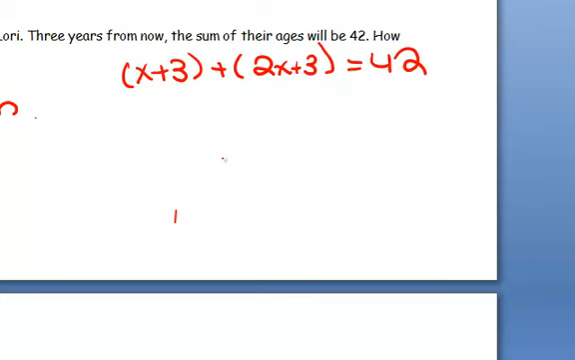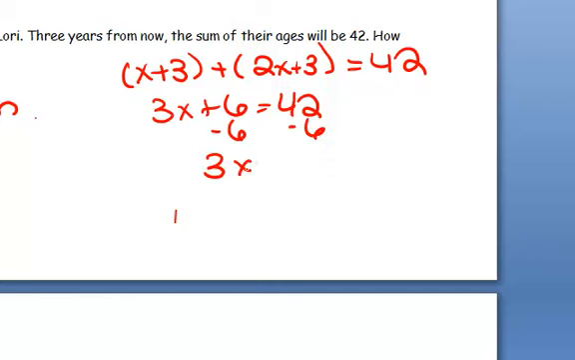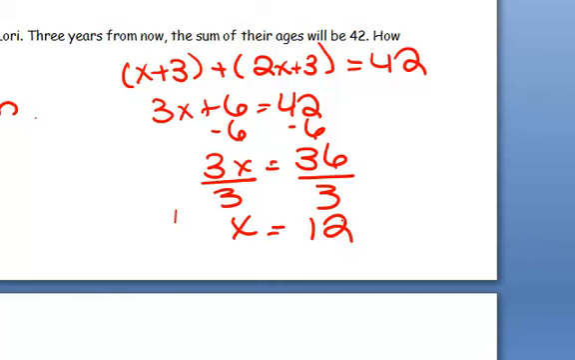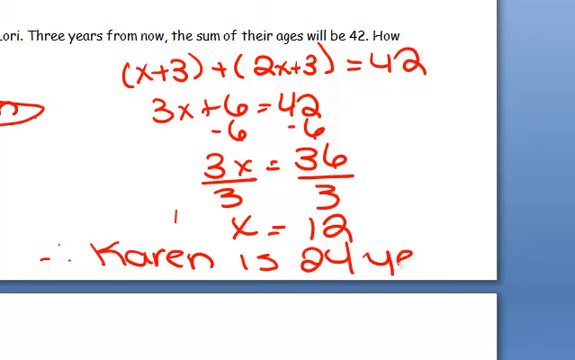Now let's just simplify. We have 3x plus 6 equals 42. Subtract 6 from both sides. 3x equals 36. x is equal to 12. So how old is Karen? Well, we said Karen was 2x. So therefore, Karen is 24 years old.